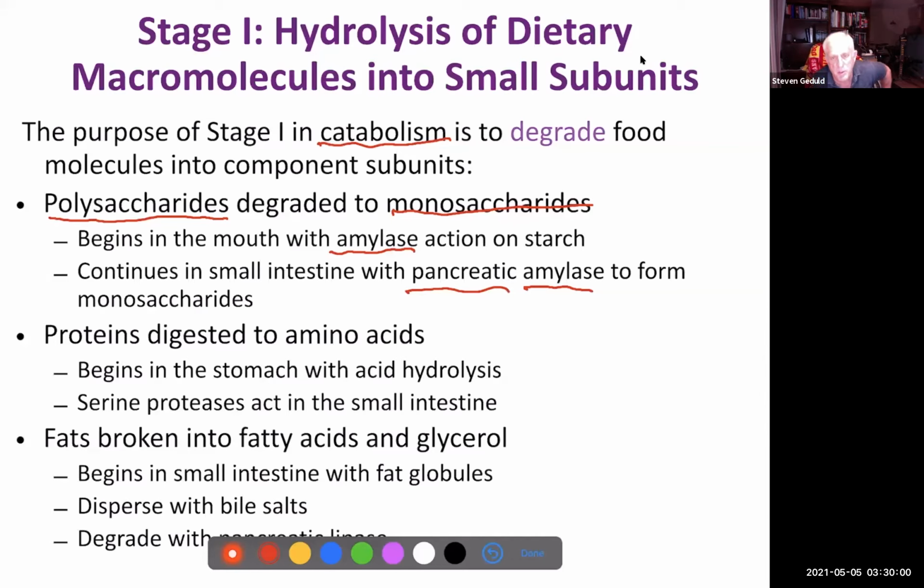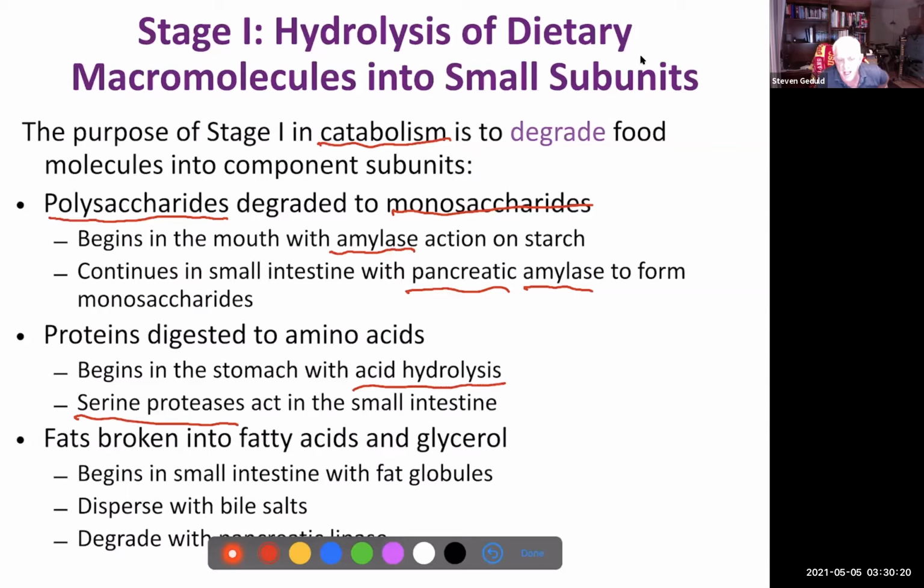Proteins, digestive amino acids, okay, begins in the stomach with the acid hydrolysis. Acid hydrolysis starts to chop the proteins into smaller fragments of amino acids. Then serine protease is an enzyme that acts in the small intestine and starts to cleave each into smaller amino acids, into the individual amino acids.